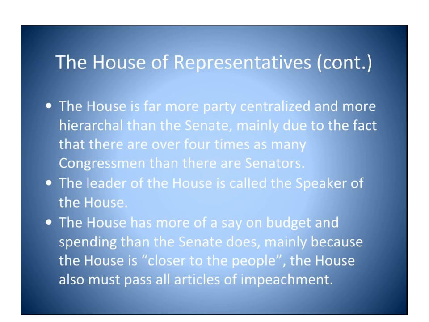The House of Representatives continued. The House is far more party centralized and more hierarchical than the Senate, mainly due to the fact that there are over 4 times as many congressmen as there are senators. Now, the leader of the House is called the Speaker of the House. I mean, it's pretty self-explanatory. The current Speaker of the House is John Boehner. The House has more of a say on budget and spending than the Senate does, mainly because the House is closer to the people. The House also must pass all articles of impeachment.